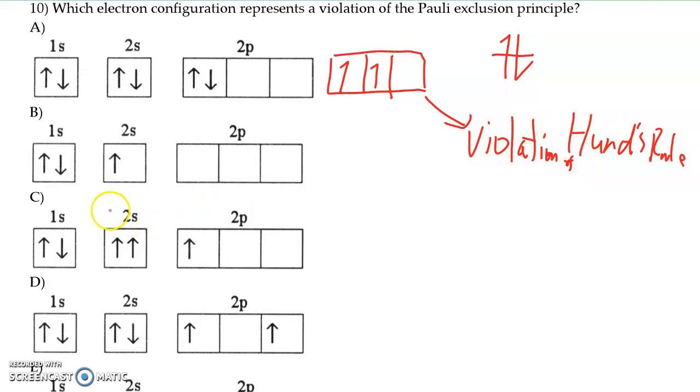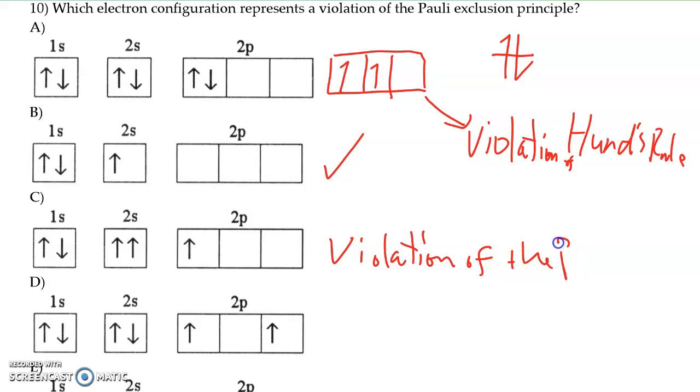Violation of Hund's rule. Let's look at this one. Up, down, up, and that's all. Okay, I think this is good. Let's look at this. Up, down, up, up. You cannot have these 2 pointing up together. So this one is violation of the Pauli's exclusion principle.